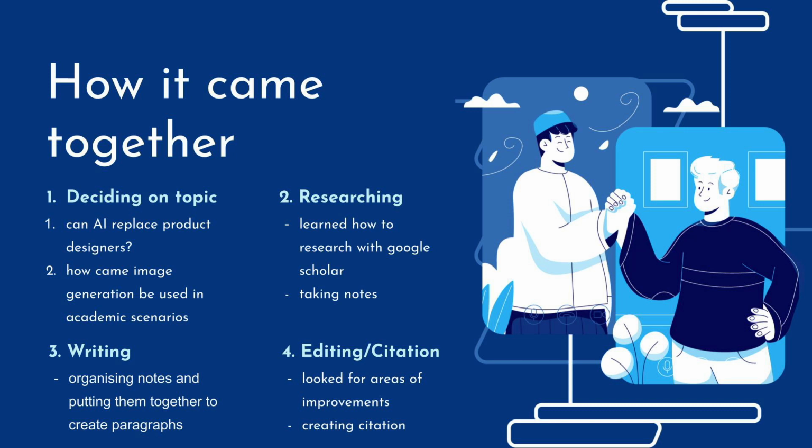Then for researching, I learned how to research with Google Scholar, how to find good articles, and how to take effective notes. And then the third step was writing it. I had to organize my notes and put them together to create paragraphs, and then organize them so that they became an essay. And fourth, finally, I had to do a lot of editing and also add citations to avoid plagiarism.